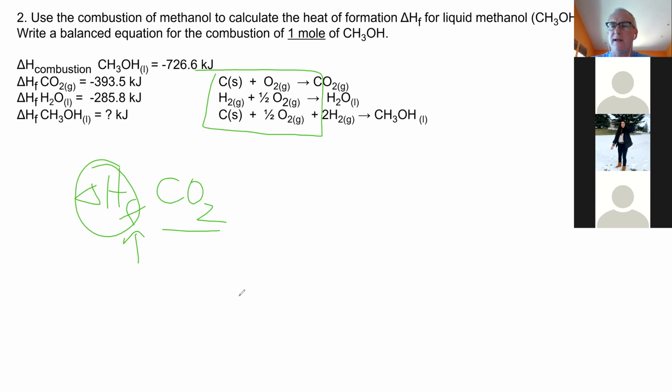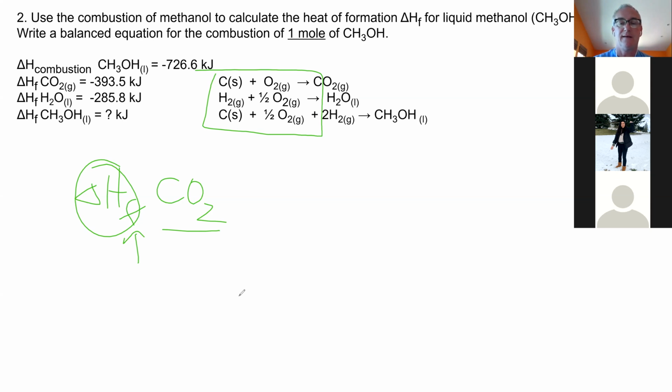Are we forming each one of these from complex molecules? Do you see any complex molecules? No. What do you see? Carbon, hydrogen, and oxygen. You're just forming them from elements. That's the whole meaning of heat of formation.